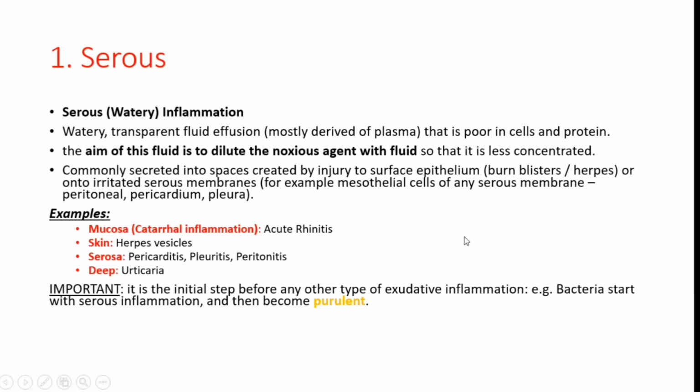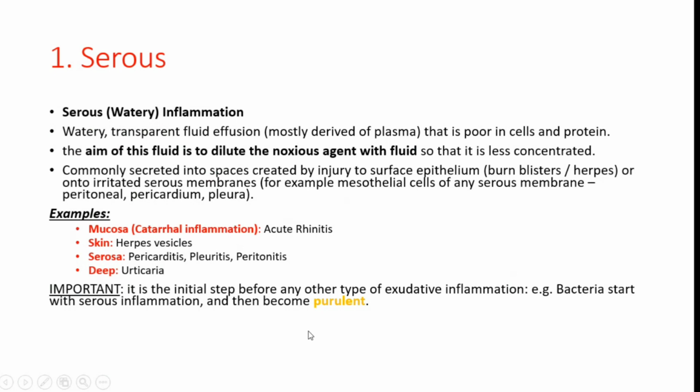So giving an example to your examiner gives him or her the idea that you know the topic quite well and you understand what you're talking about, and not just mugging up stuff and saying it from the book without understanding. So it's a good idea to go about it. The gross morphology of serous inflammation would be a watery, transparent fluid, for example, in the form of vesicles in the case of skin, herpes vesicles, or just transparent fluid in the case of acute rhinitis.